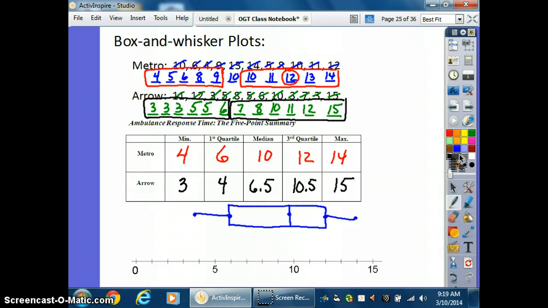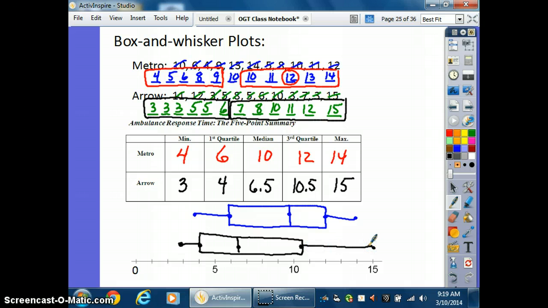Arrow: 3, 4, 6.5, 10.5, and 15. And we draw the box, the median, and the whiskers.